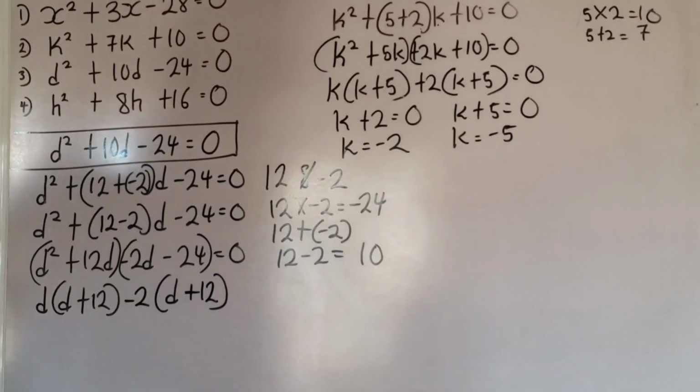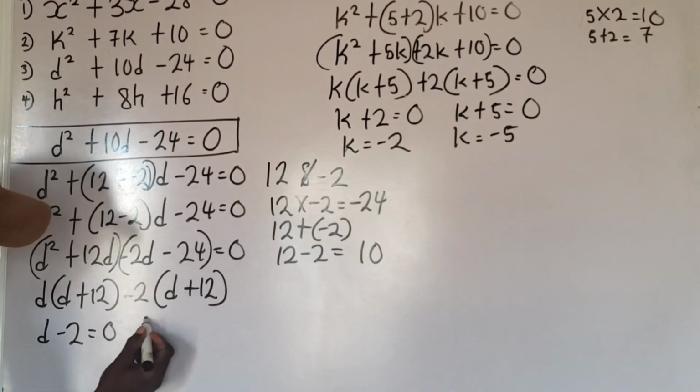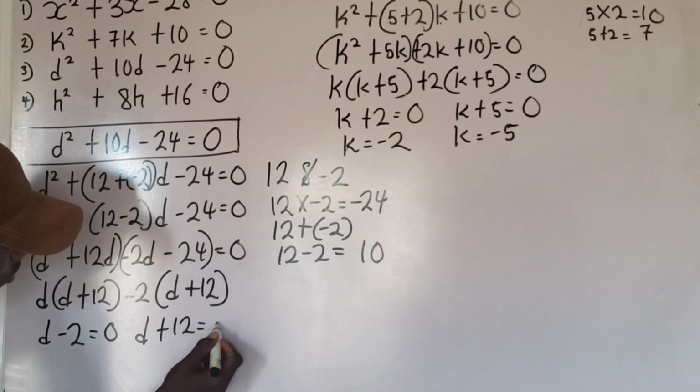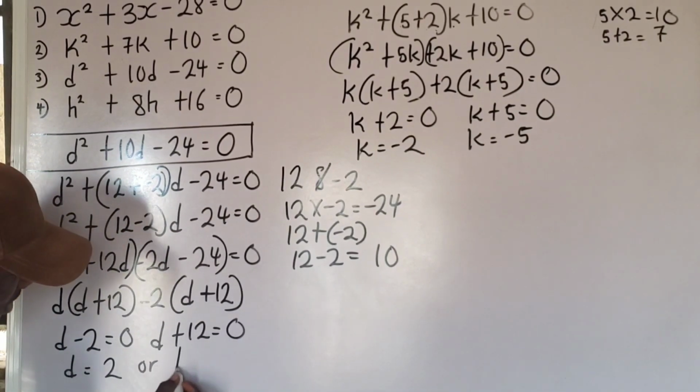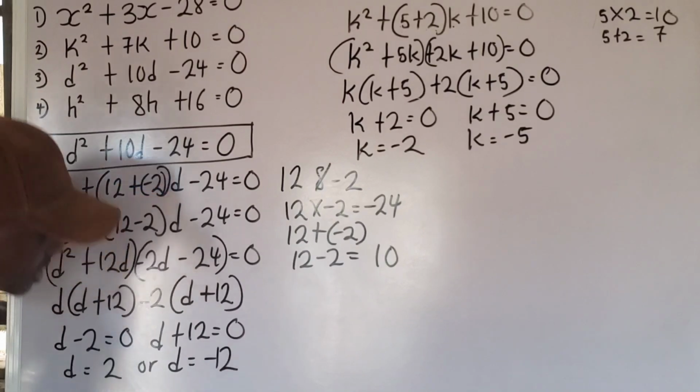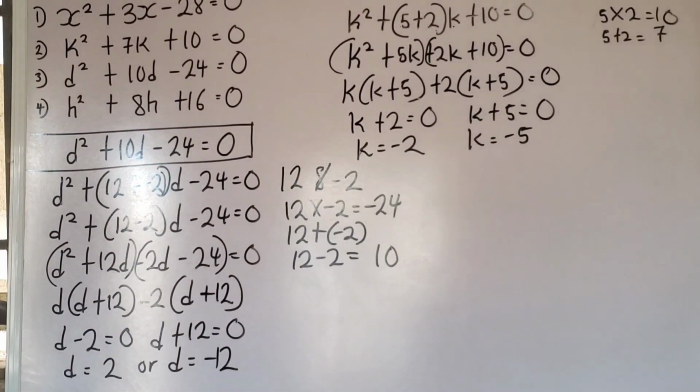So here I'm going to have d minus 2 equals to 0 and d plus 12 equals to 0. You understand? d equals to what? 2, or d equals to what? Negative 12. That is the solution to that question. If you want to check, you can substitute the value of d as 2 or negative 12. The quadratic equation will give you 0. You understand? That is the answer to that quadratic equation.